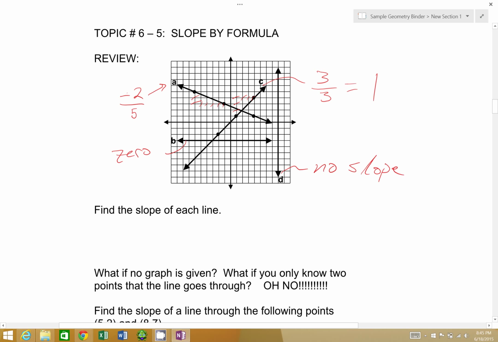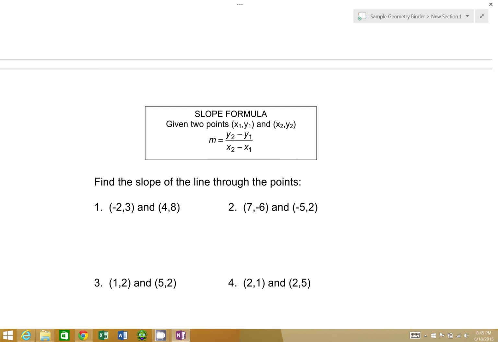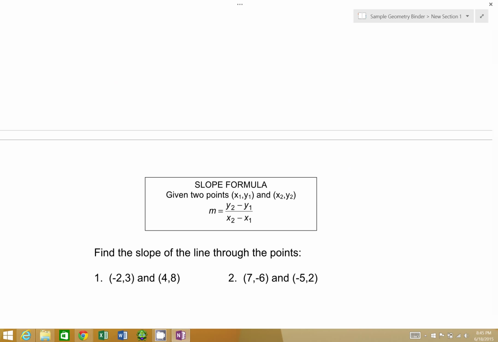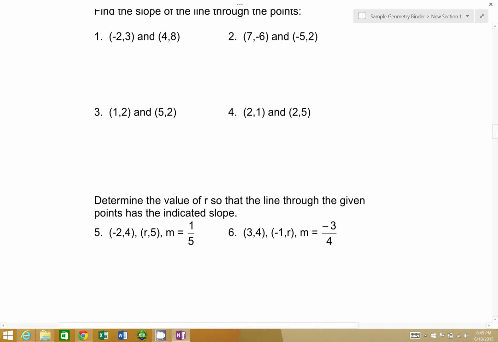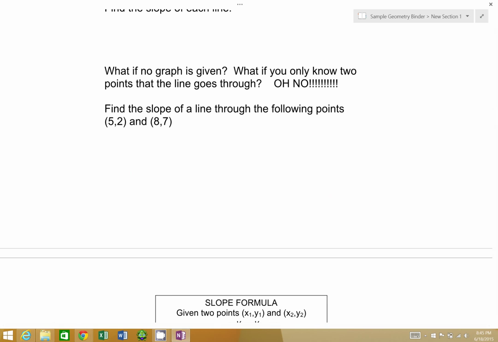So what if no graph is given? What if you only know 2 points that a line goes through? Oh no! What are we to do? All hope is lost. But alas, Super Math Man comes in with the solution. Find the slope of a line through the points 5, 2, and, whoops, I seem to be moving my tablet too much. There we go. And 8, 7.